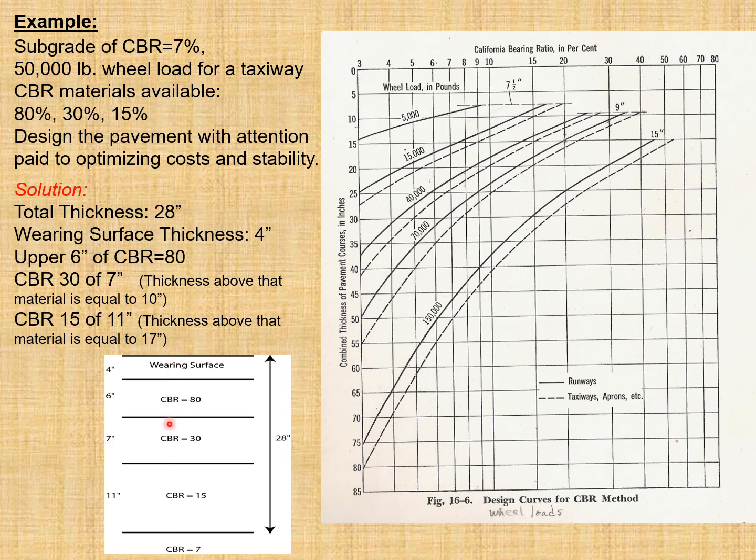And then you can draw this cross section and show the thicknesses of the different materials. At the top, the wearing surface, that is 4 inches. Then beneath that we have the base material, which has a CBR of 80%. Then we have the material with a CBR of 30%, and here this is the material with a CBR equal to 15%. So in this way you can see the thicknesses. This thickness is 11 inches, this thickness is 7 inches, this thickness is 6 inches, and the wearing surface is 4 inches. So in this way we have designed the pavement.